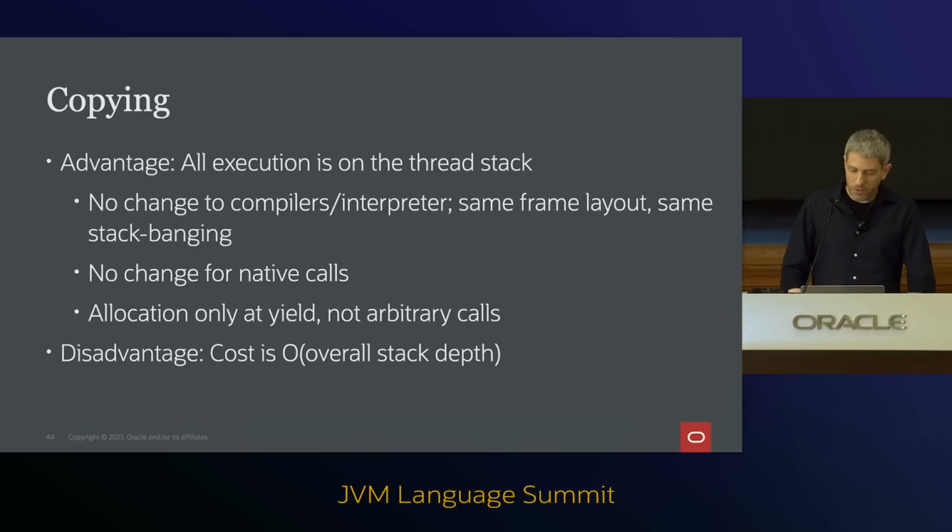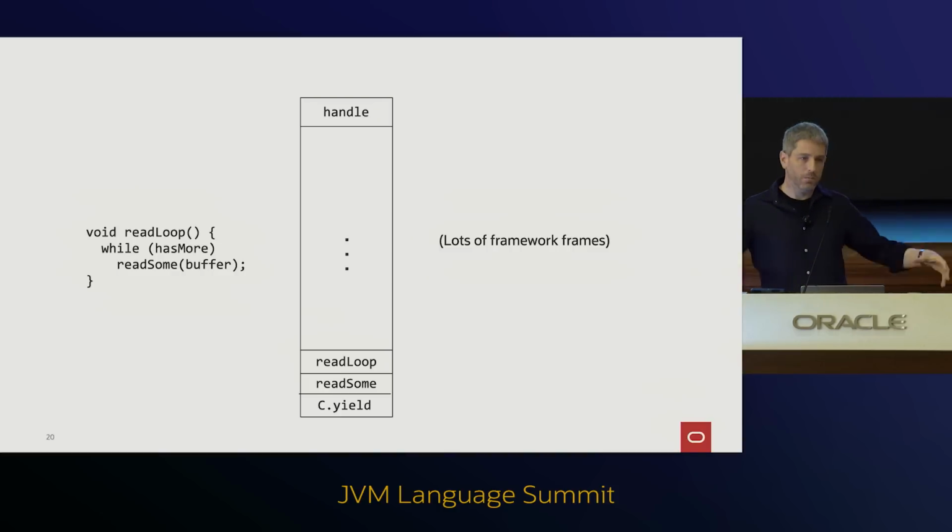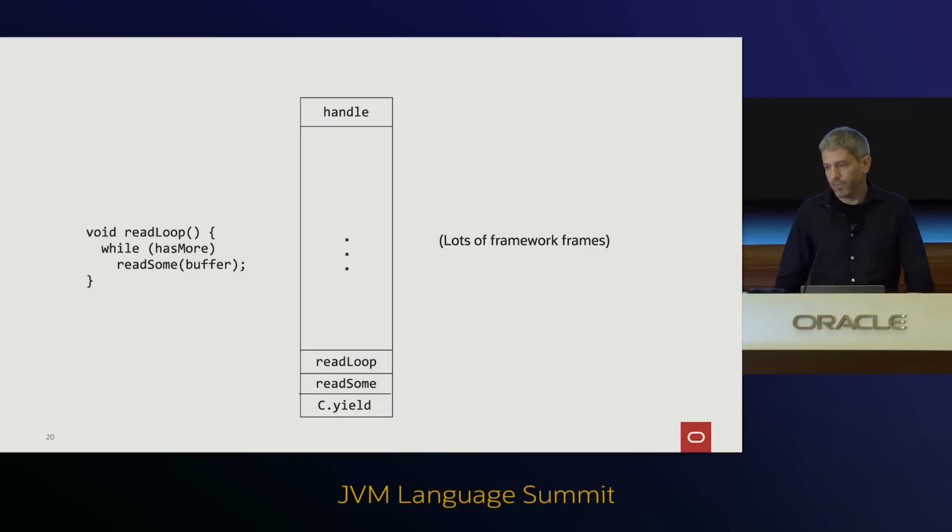Okay, so why is that a problem, that the cost is proportional to the depth of the stack? So suppose we have some framework, one of those big Java server frameworks, and we want to handle a request, and the framework has this handle method, and then, as lots of Java frameworks do, we have lots and lots of calls, hundreds of them maybe, and then it calls back to user code, and what the user code does is read some bytes from a socket, and has a loop that reads bytes from the socket as long as there are more.